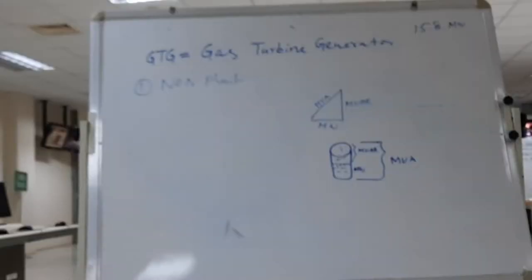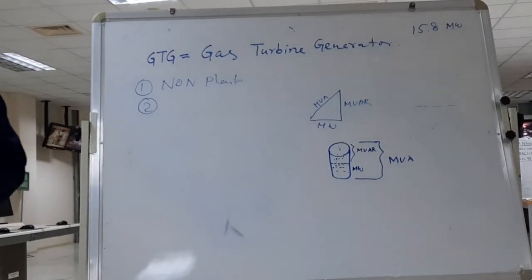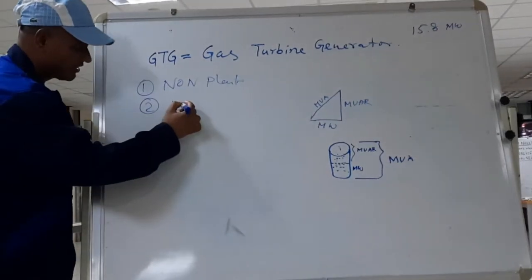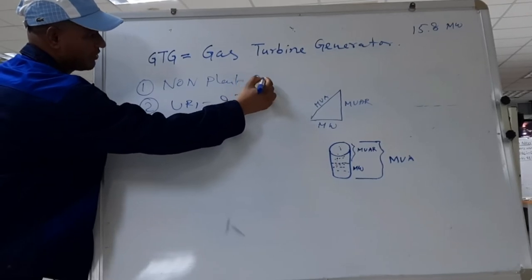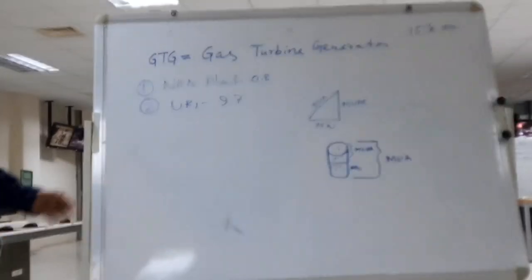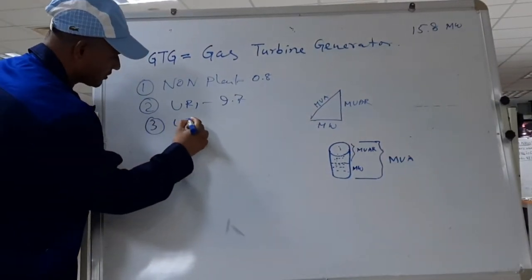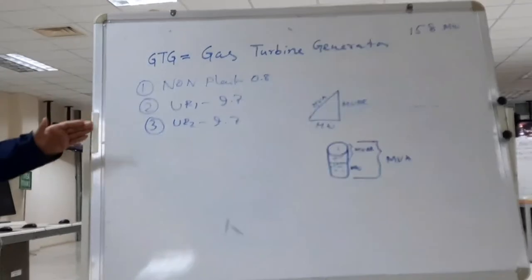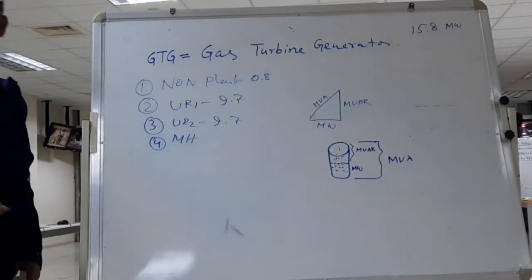If the GTG is stable, okay. If not stable, second priority, which one? Urea granulation. First priority, non-plant will trip. If load is not adjusted, urea granulation train one will trip. Train one is around 9.7 megawatt, and this one is around 0.8 megawatt. If still not stable, third priority, urea granulation trips, 9.7 megawatt. If still not stable, fourth priority, material handling will be stopped.